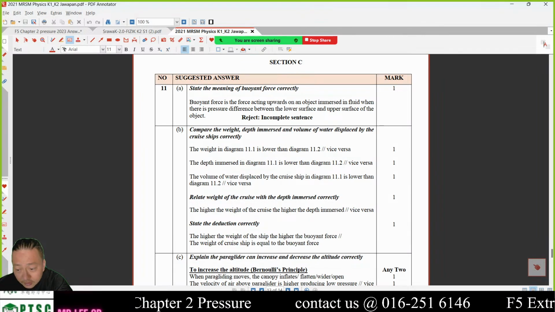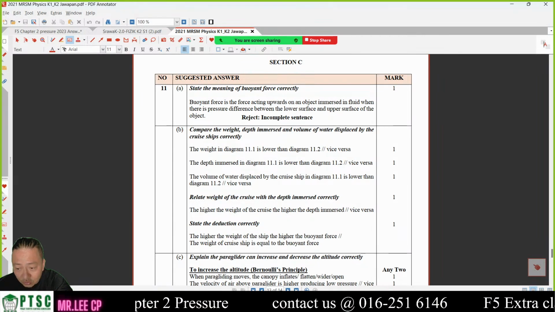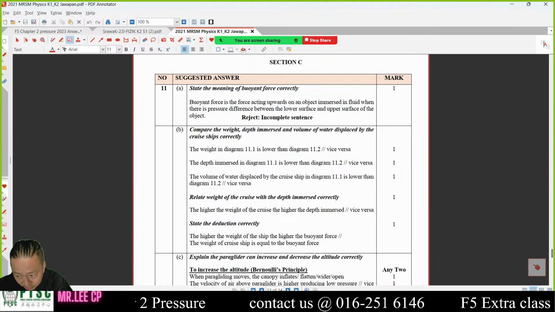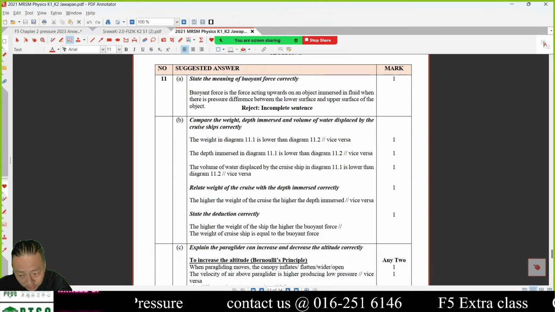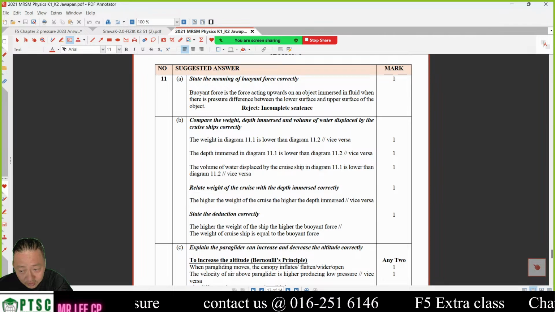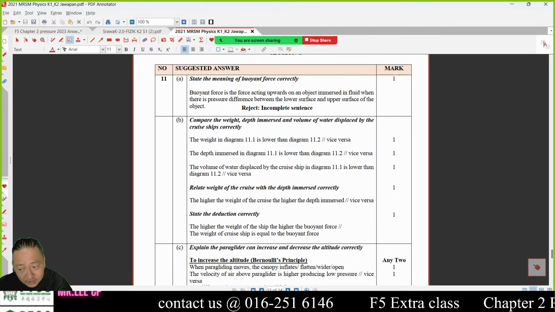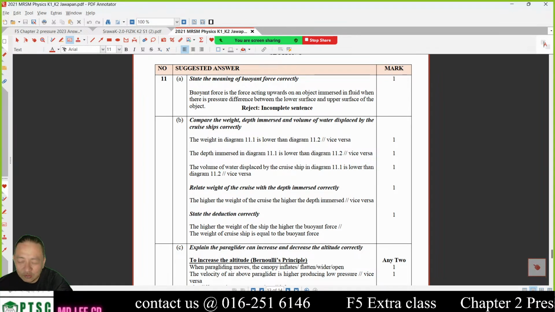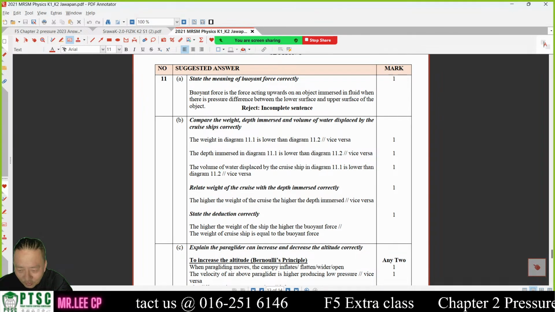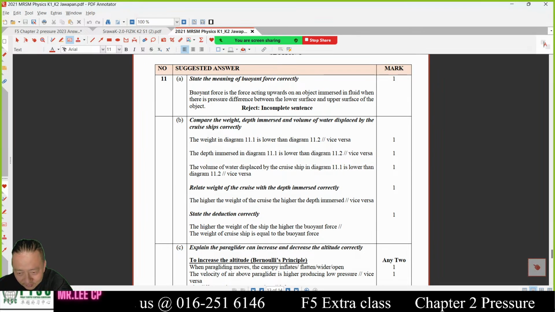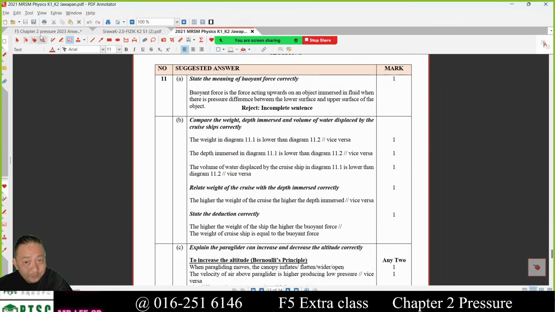So the more the weight, the more the depth immersed. Vice versa. The higher the weight, the larger the buoyant force. Alright, so this one is equal to the buoyant force, so I mark you correct. But some of you, I don't want to mark you correct. So I want to train you how to write this one. Write the first one. Okay.